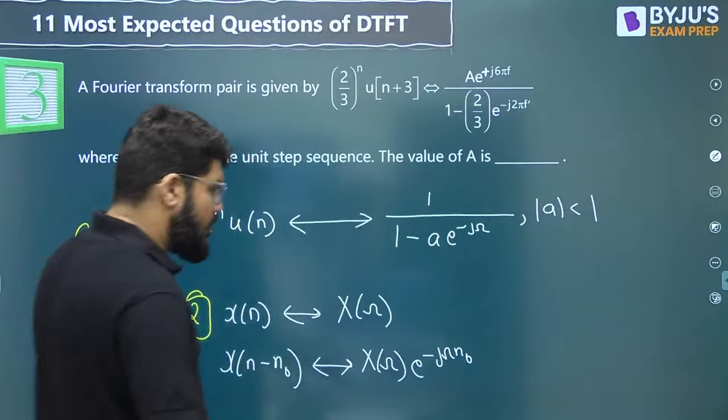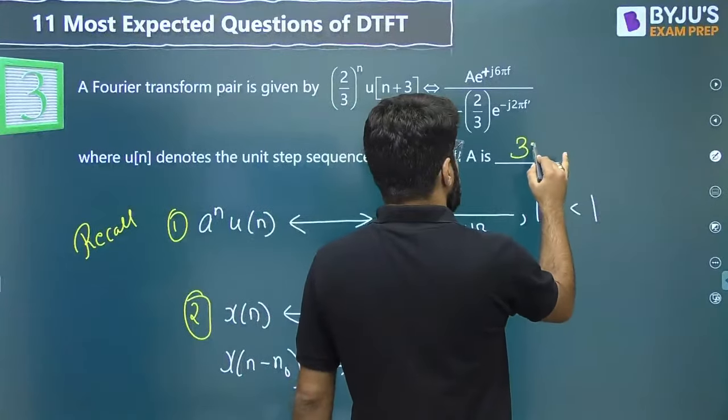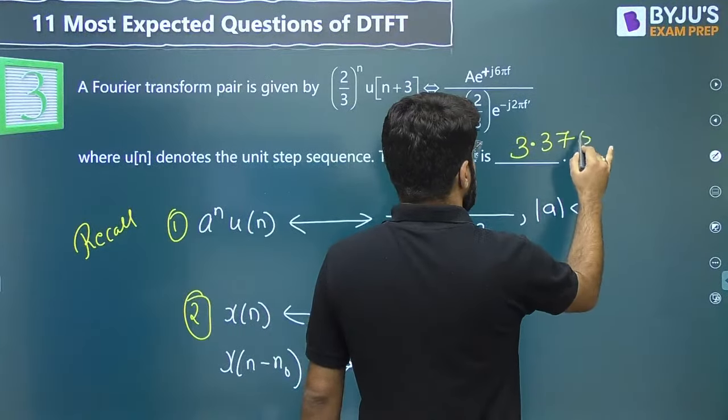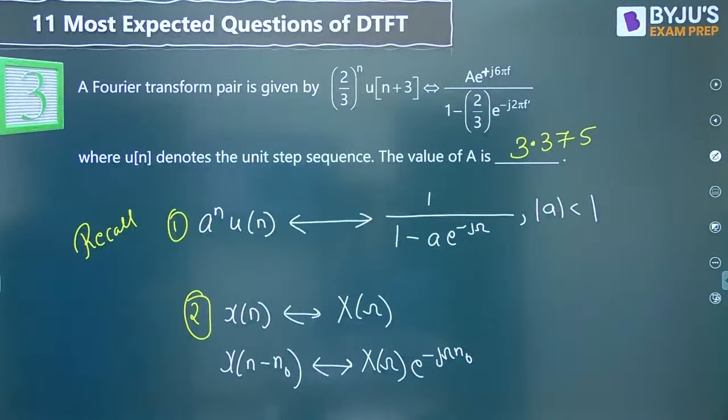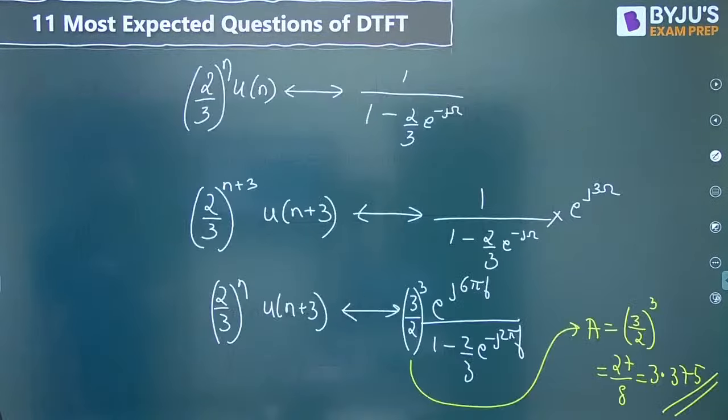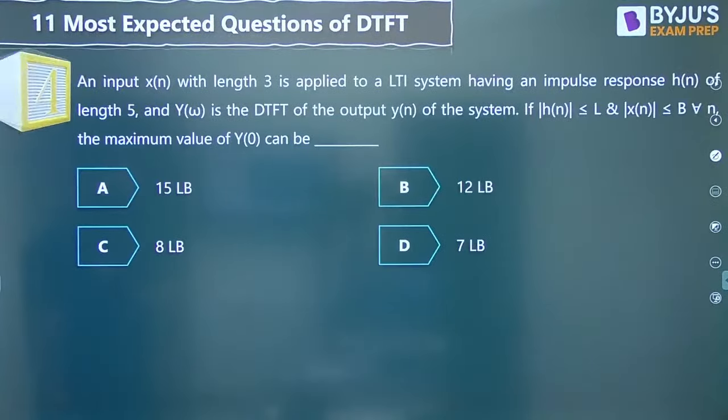The answer should be 3.375. All cool. Okay guys, so this is done. Let's go to the next question.